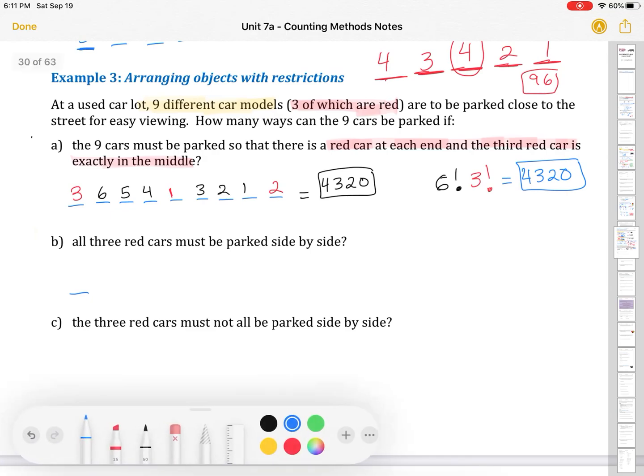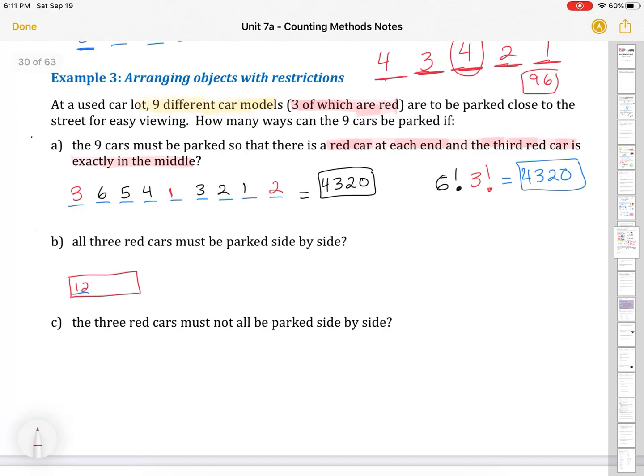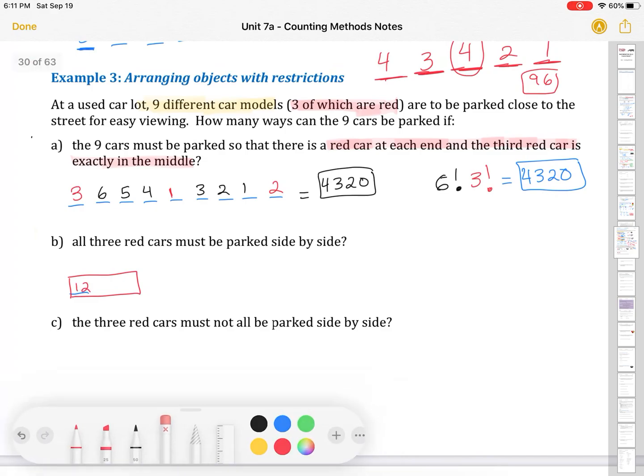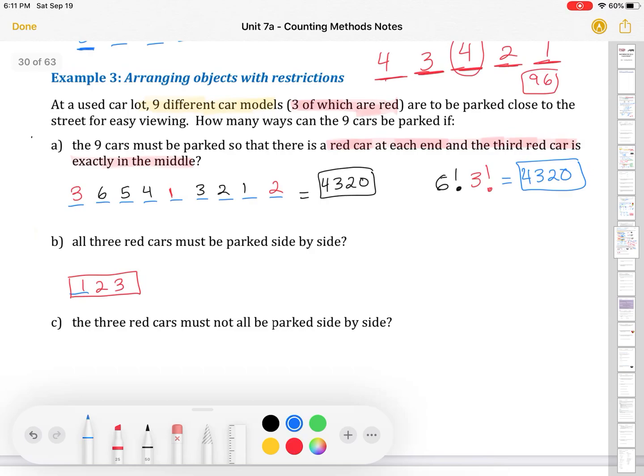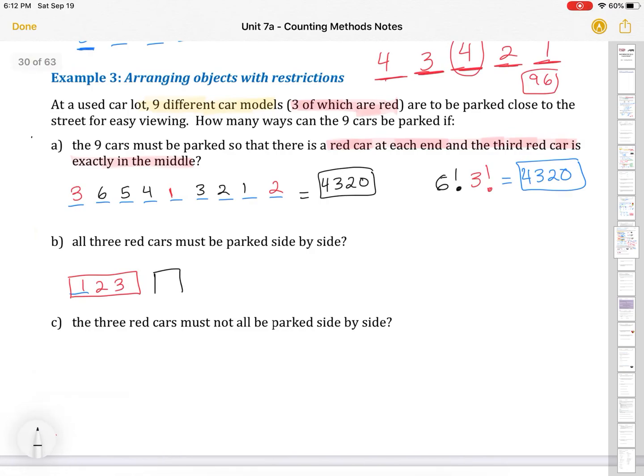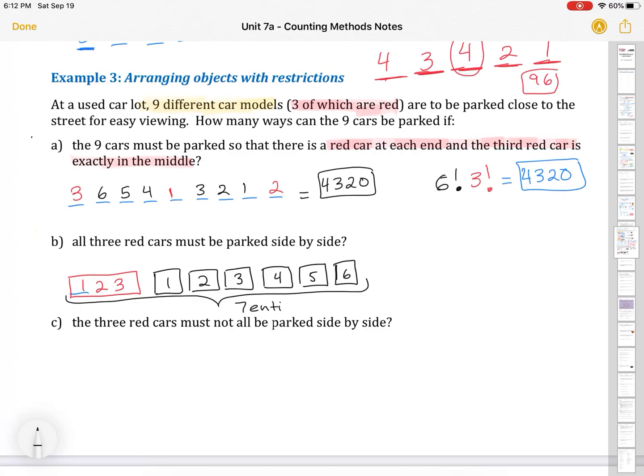Let's look at this next situation. It says all 3 red cars must be parked side by side. So when we're looking at this, let's draw it out like we did with the movie theater. We have 1 block, which is 1, 2, 3 red cars, right? Sorry, I'm going to spread them out in there. And then we have the other cars. So I have my 1, 2, 3, 4, 5, 6 other cars.